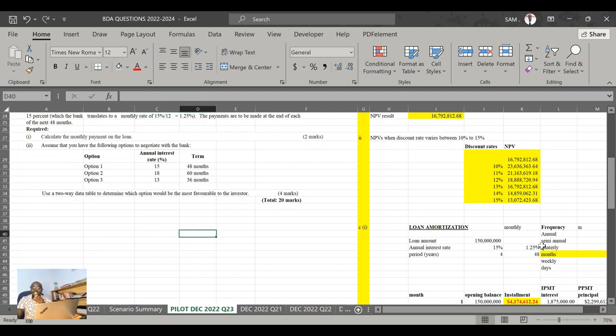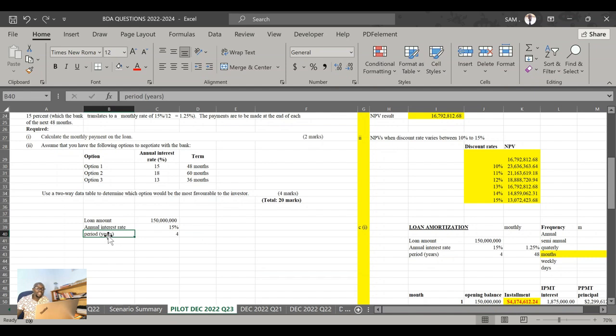So we want to use this tool to be able to see which option gives us the least interest. Now, to be able to do that, I want us to bring this summary here very fast. I want us to do that so that we see under each option what is the interest or the cost of borrowing implication. Now, loan amount was 150 million. Annual interest rate given is 15%.